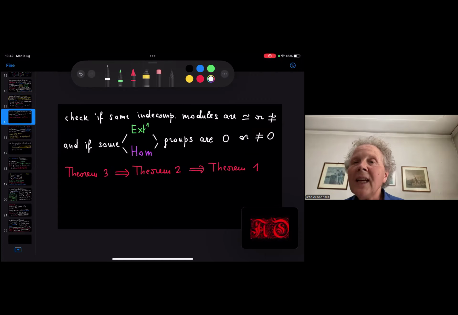We have to check if some indecomposable modules are isomorphic or non-isomorphic, and if some groups are 0 or different from 0. In theorem 1, the important groups are Ext1 groups. In theorem 2 and theorem 3, the important groups are Ω-Ext groups. And the relationship between the first, the second, and the third theorem is that theorem 3 implies theorem 2, and theorem 2 implies theorem 1.